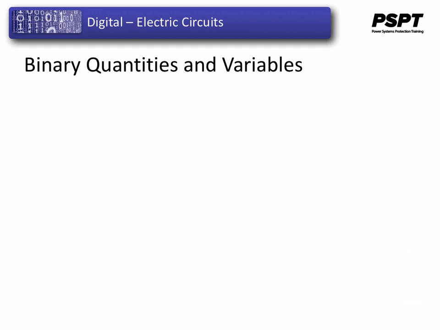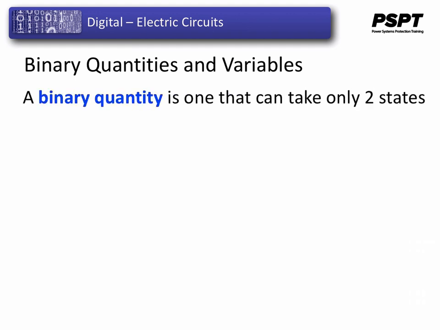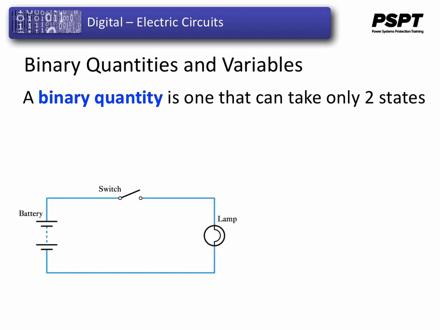We looked at binary numbers because they are the root to binary quantities, binary variables, and binary systems. A binary quantity is one that can take only two states. This is a binary arrangement with a switch in series with a power source and a light. The switch can be open or closed. The light can either be on or off.